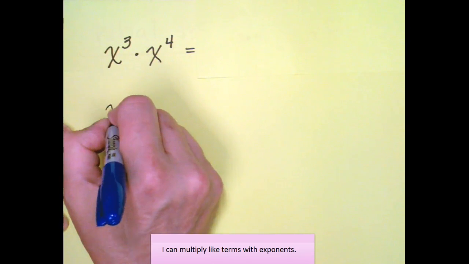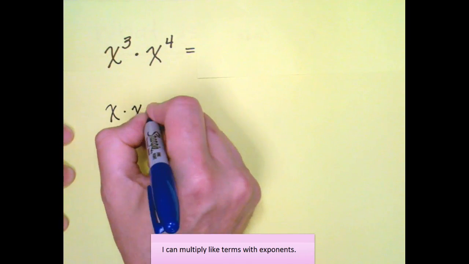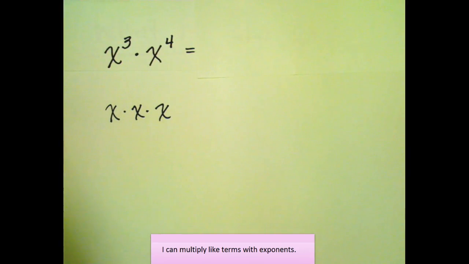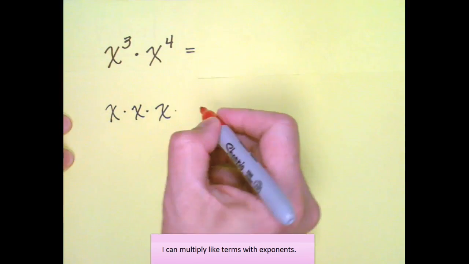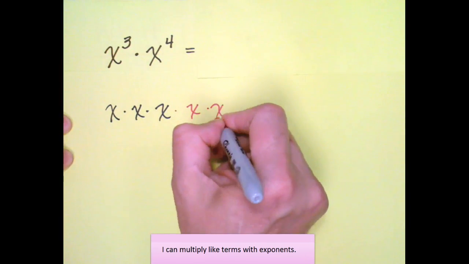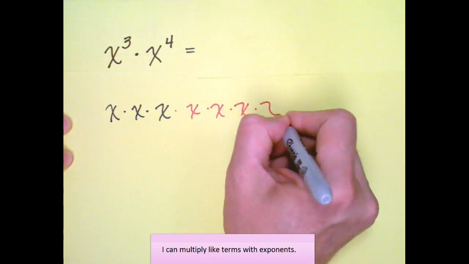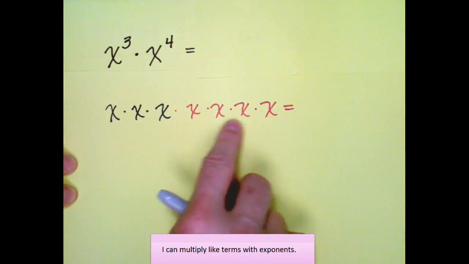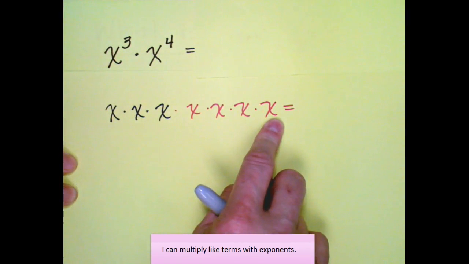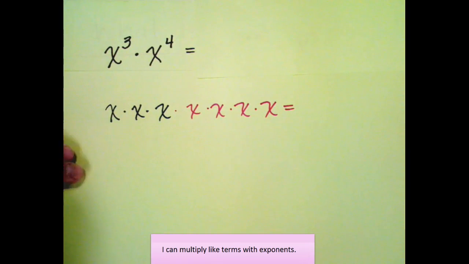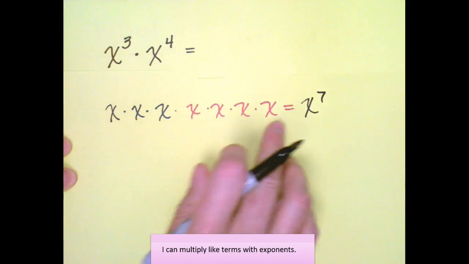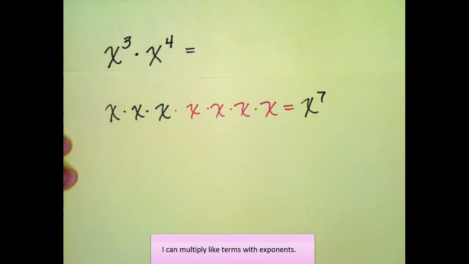So we have x to the 3rd, which is x times x times x. So there's my x to the 3rd times x to the 4th, times x times x times x times x. And what we see is we have a total of 7 x's that we are multiplying together. So our answer is not x to the 12th. Our answer is x to the 7th. Well, how did we get that 7?